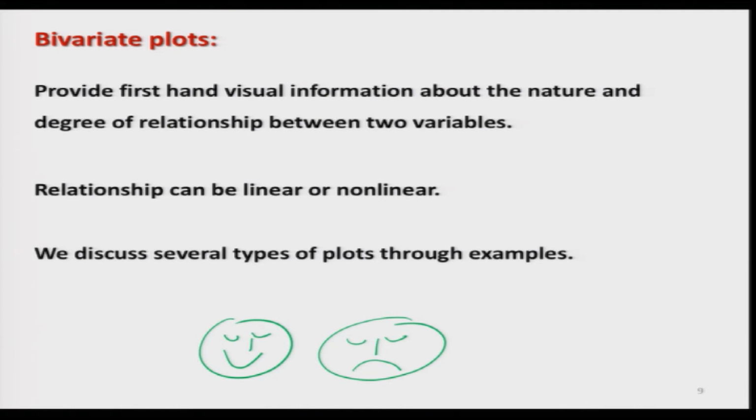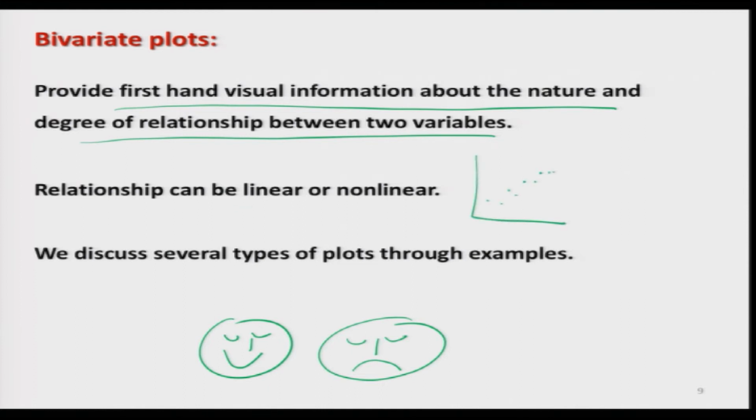So, these bivariate plots provide first-hand visual information about the nature and degree of the relationship between the two variables. Now, this relationship can be linear, or it can be non-linear. If you try to plot a data set here, it may look like this, or if a data set is like this, it may look like this.